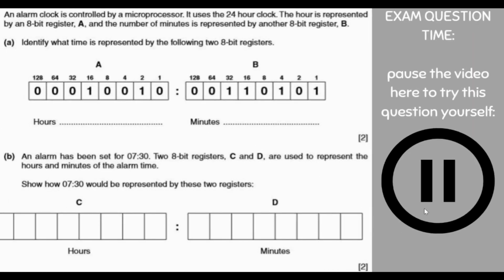Now, pause the video here to try this exam question yourself. An alarm clock is controlled by a microprocessor. It uses a 24-hour clock. The hour is represented by an 8-bit register A, and the number of minutes is represented by another 8-bit register B. Identify what time is represented by the following two 8-bit registers. And also, an alarm has been set for 7:30. Two 8-bit registers, C and D, are used to represent the hours and minutes. Show how 7:30 will be represented.